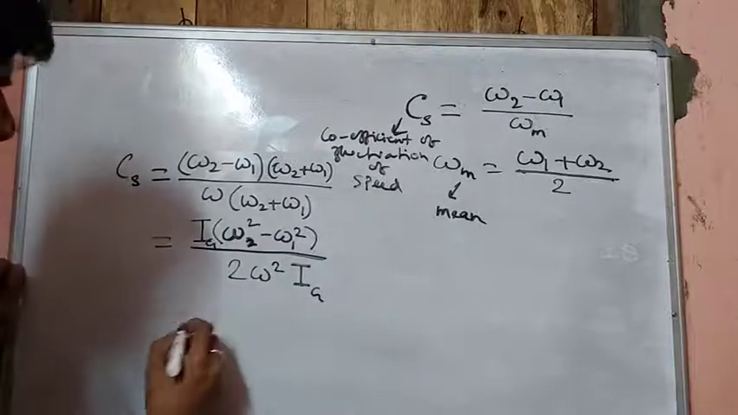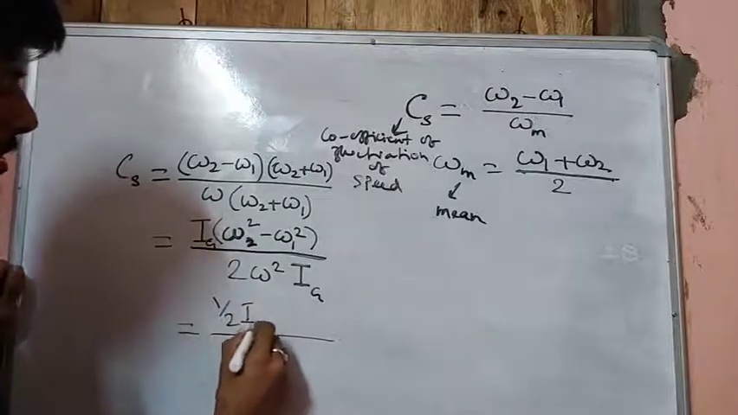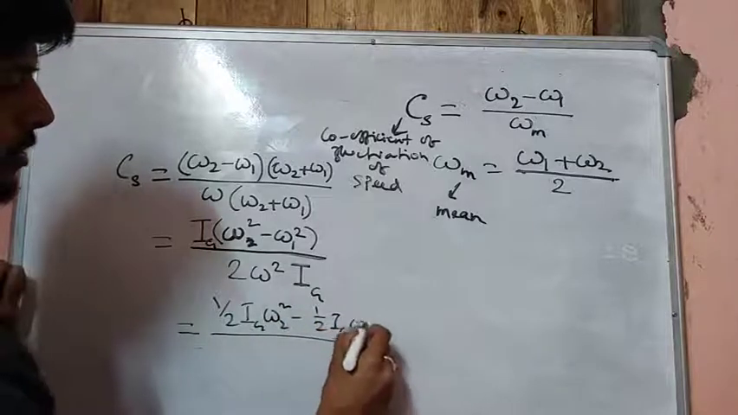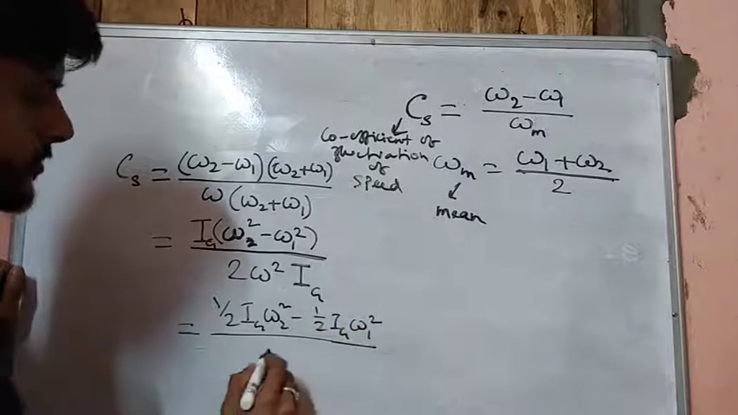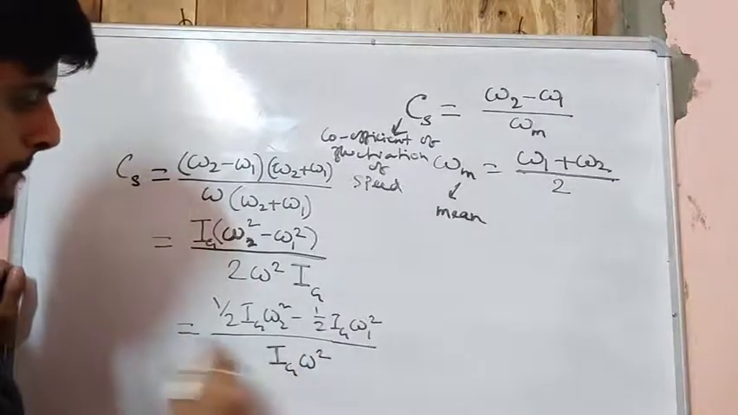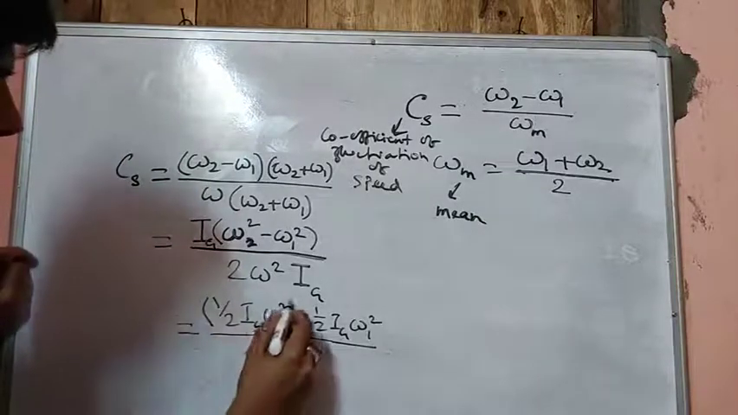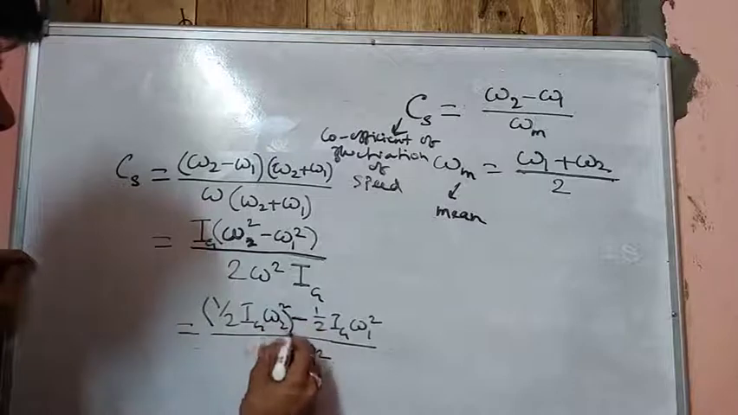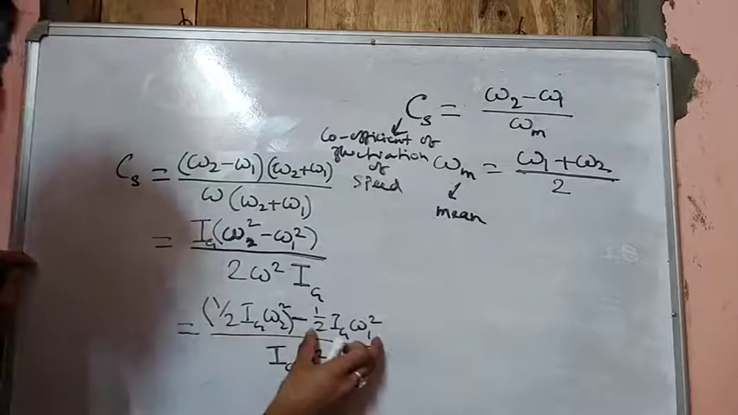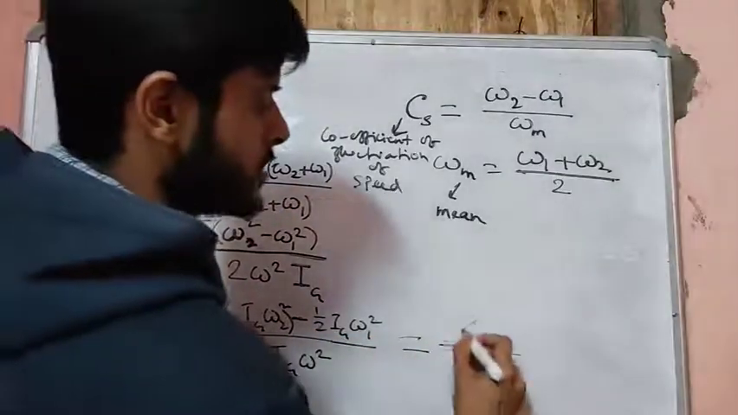Here we can see that the numerator becomes half Ig omega 2 square minus half Ig omega 1 square, divided by Ig omega m square. As you can see, the numerator contains the maximum kinetic energy of the flywheel throughout the cycle, and the minimum kinetic energy throughout the cycle. So this is basically nothing but the maximum change in energy.